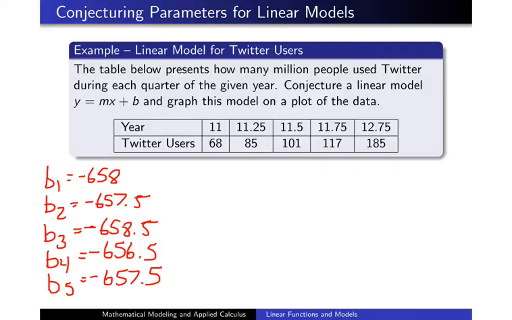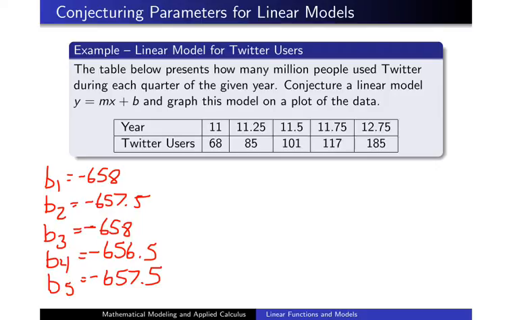Okay, so for B3, I got negative 658.5. B4, I got negative 656.5. And B5, negative 657.5. Oops, I'm sorry. On B3, I got a little too much there. No 0.5, just 658.